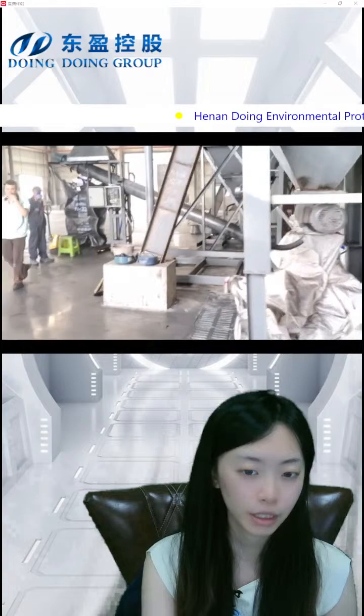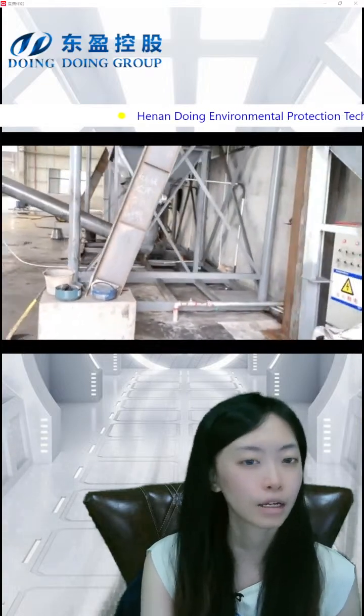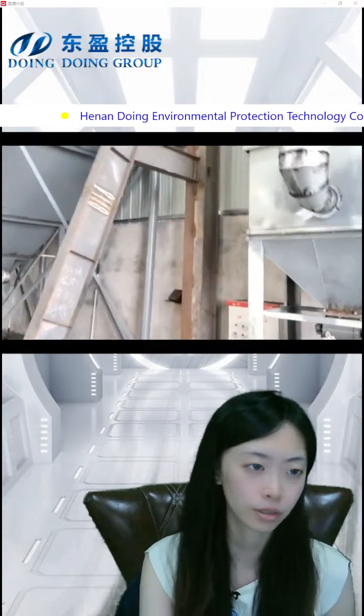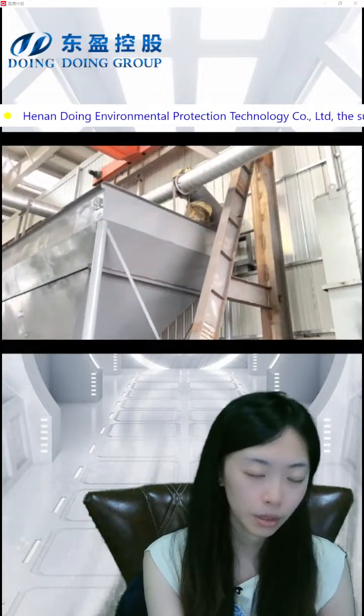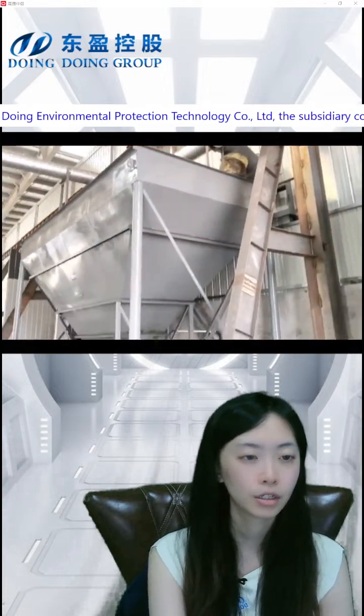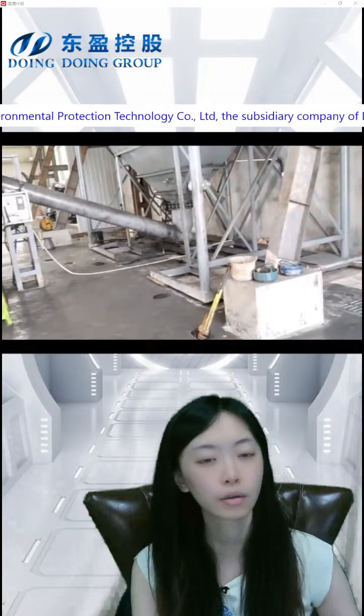Our raw materials include, for example, tire rubber powder, liquid or semi-liquid oil sludge, or semi-liquid coal tar oil.